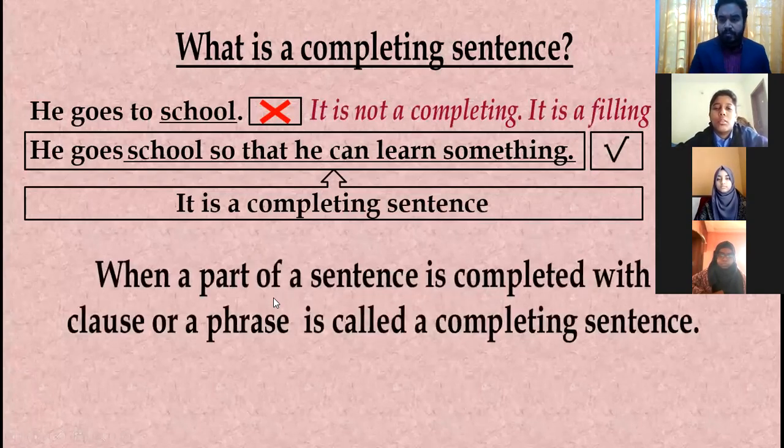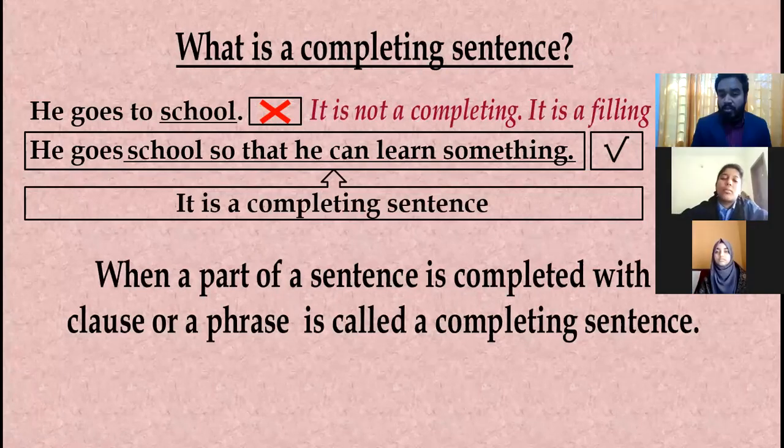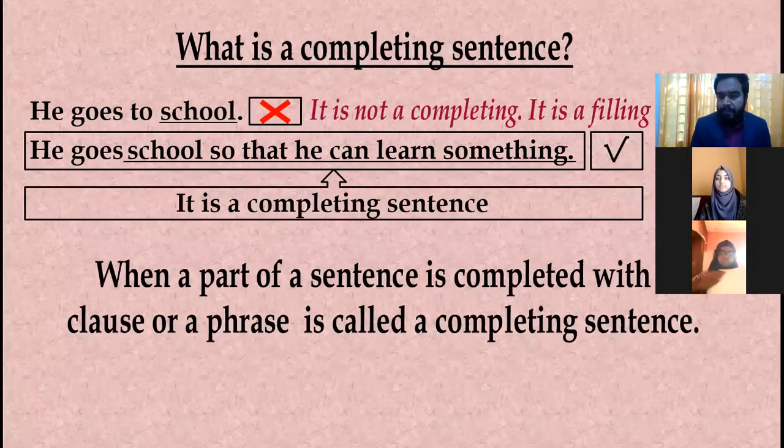So what is the definition of completing sentence? You can see here. When a part of a sentence is completed with a clause or phrase, it is called a completing sentence. That means if you want to complete a sentence, then you must use a clause or phrase. Clause means part of a sentence and phrase means some words, part of a sentence. So please write down the definition at first: when a part of a sentence is completed with a clause or phrase, it is called a completing sentence.